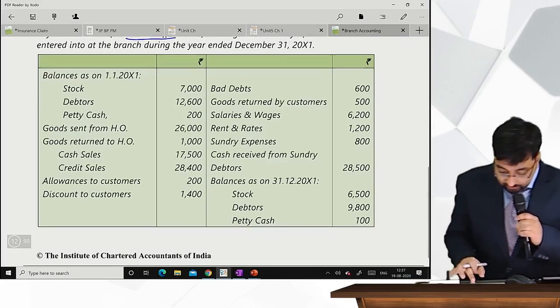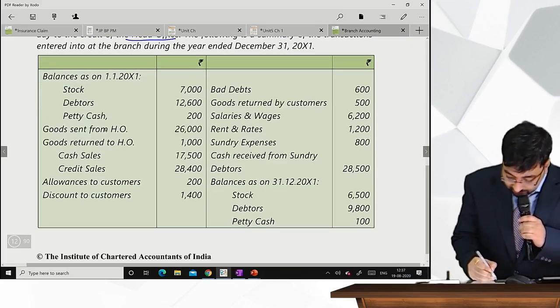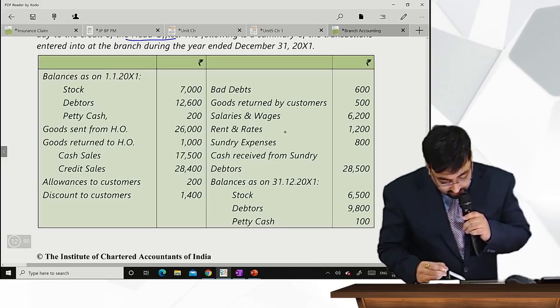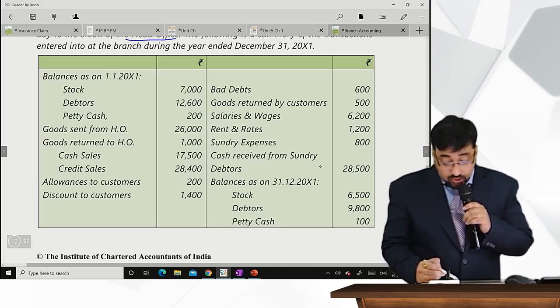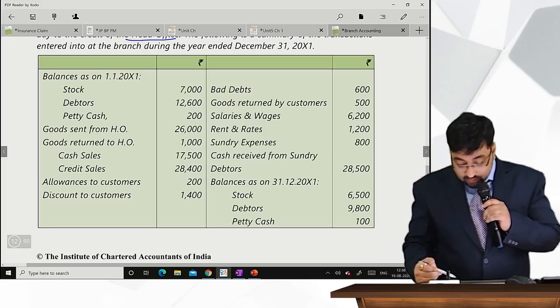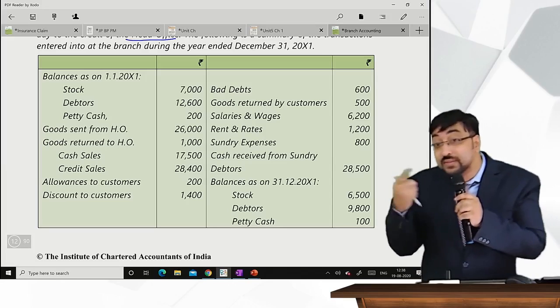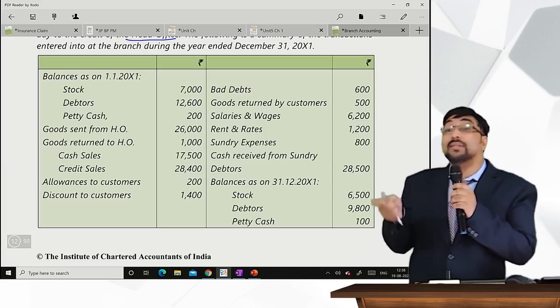So first we'll write all opening balances: stock, debtors, petty cash, GSTB, goods return, cash sales, allowance to customer, discount, bad debts, goods return, salary, wages, rent expense, sundry expense, cash received from debtors, whatever cash received. Now in this problem, remittance is not given. Remittance is the hidden adjustment.